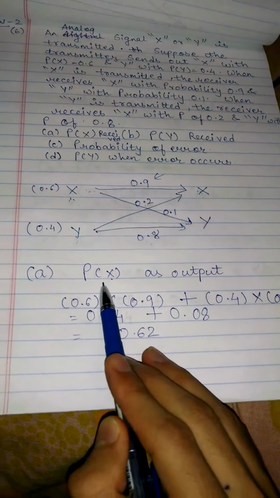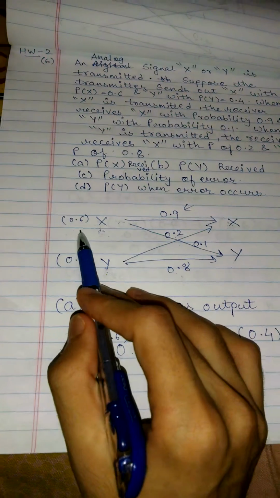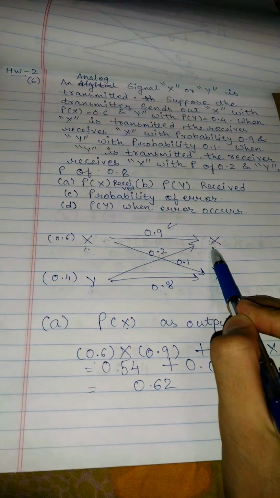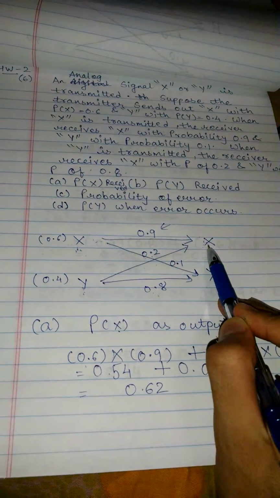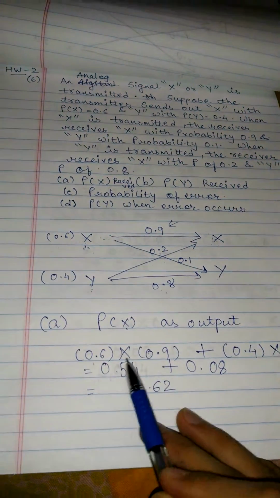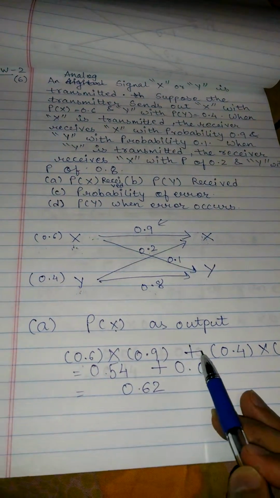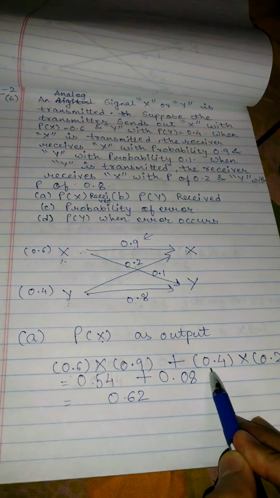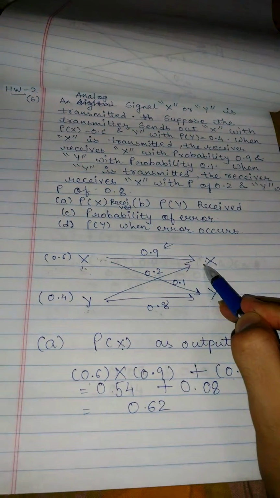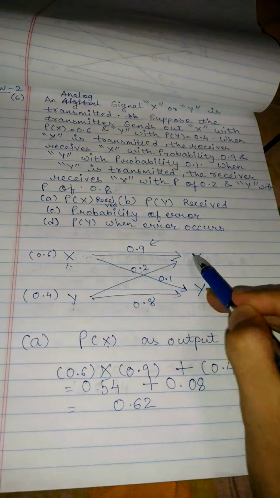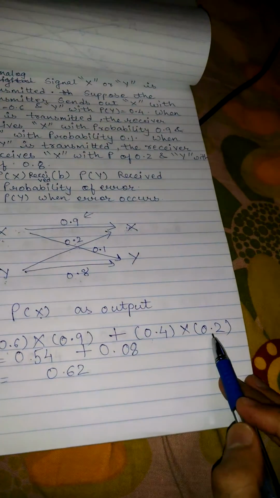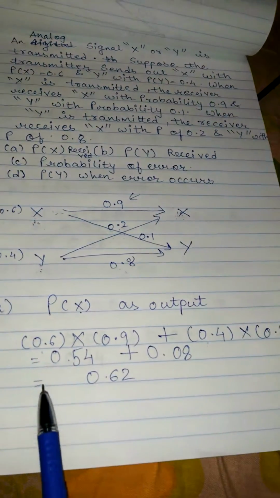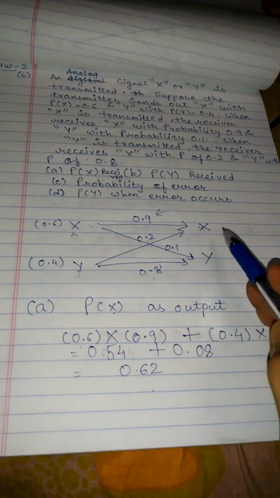So if X is chosen as input, the probability of getting X at the output is 0.9. So 0.6 into 0.9 plus, if Y is chosen as input and there is an error so that we can get X, the probability is 0.2. So 0.4 into 0.2. Now we need to add both these things and we'll get the probability of getting X as an output.